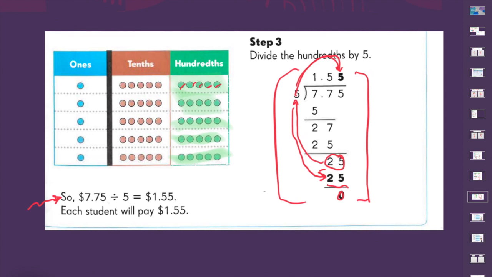I think it was pizza. $7.75 divided by 5 students, each student would pay $1.55.